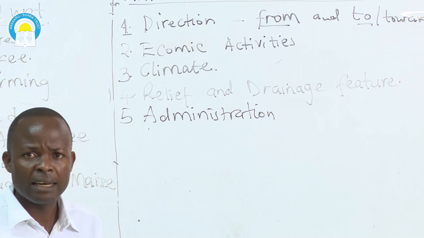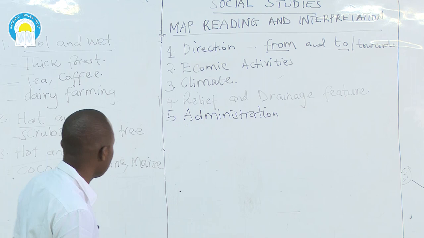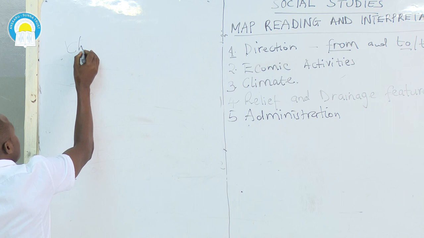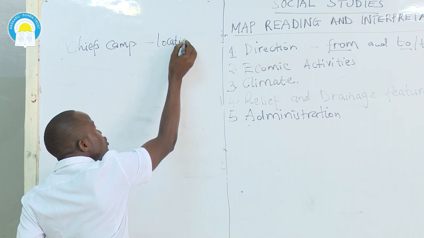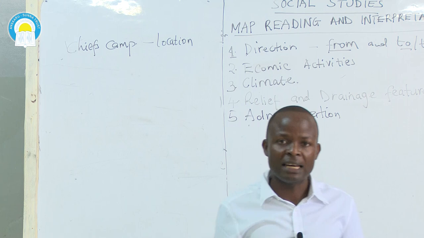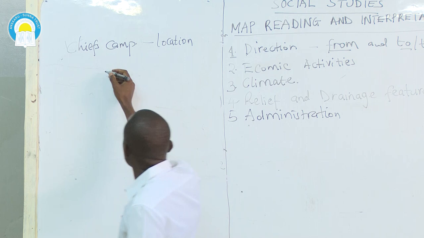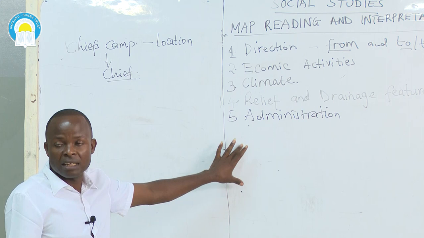There are some things that you'll be shown in the map to tell you that this area is administered by so and so. For example, if we have a chief's camp, this shows us that this area is a location because a chief is in charge of a location. So when we have a chief's camp on the map, we know that this area is under a chief. So the administrator here is a chief.